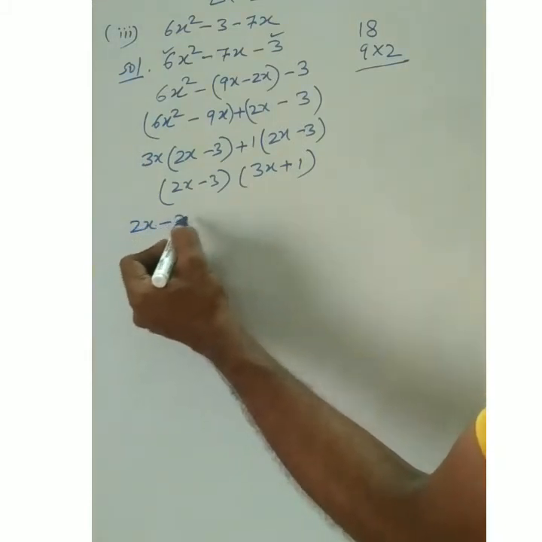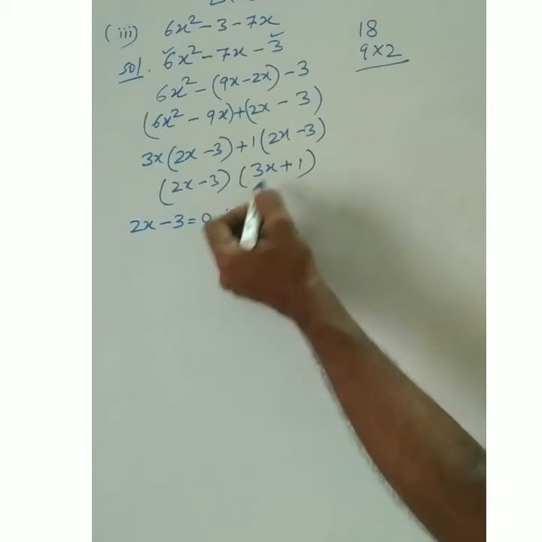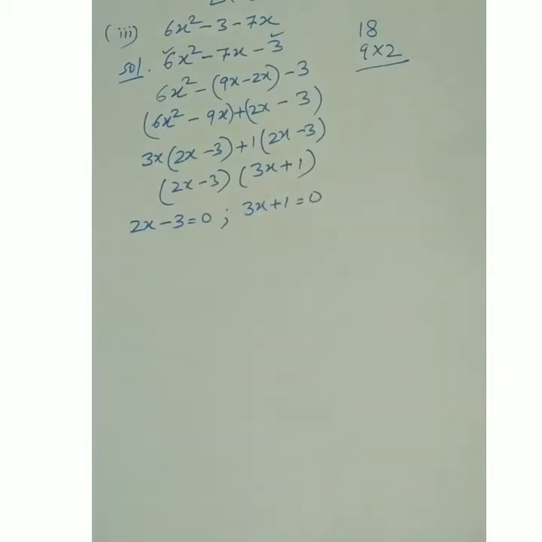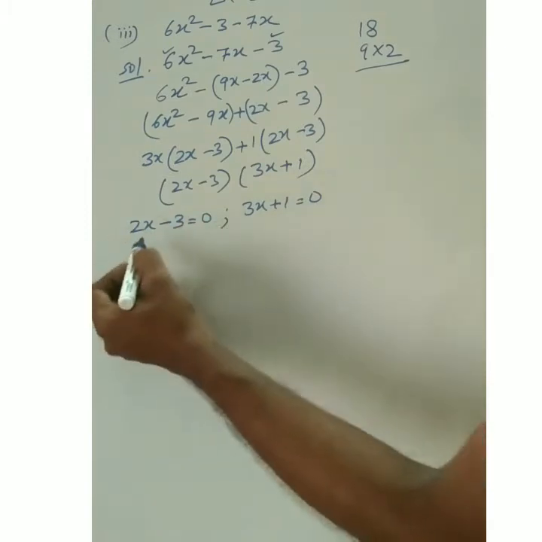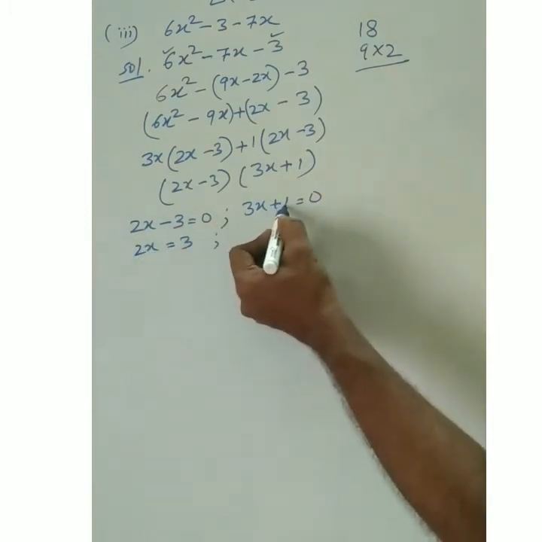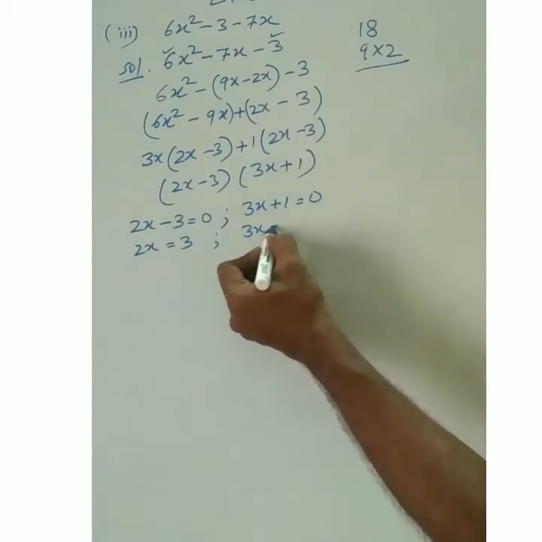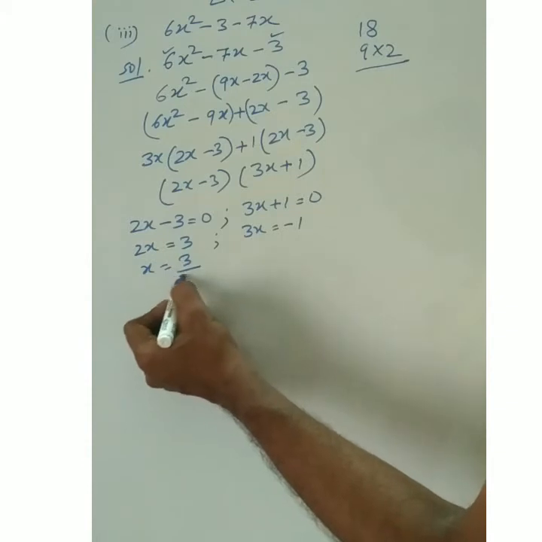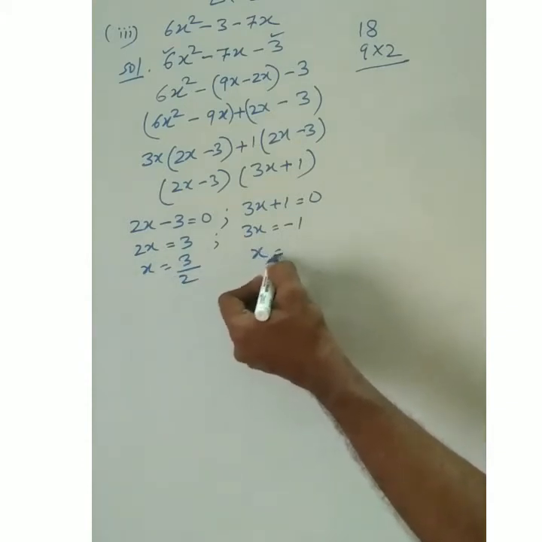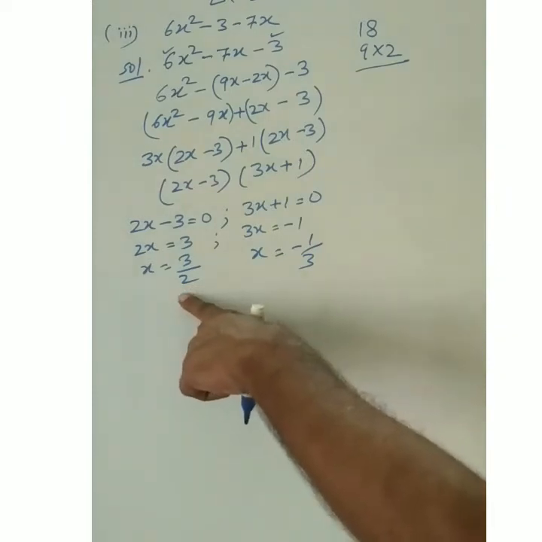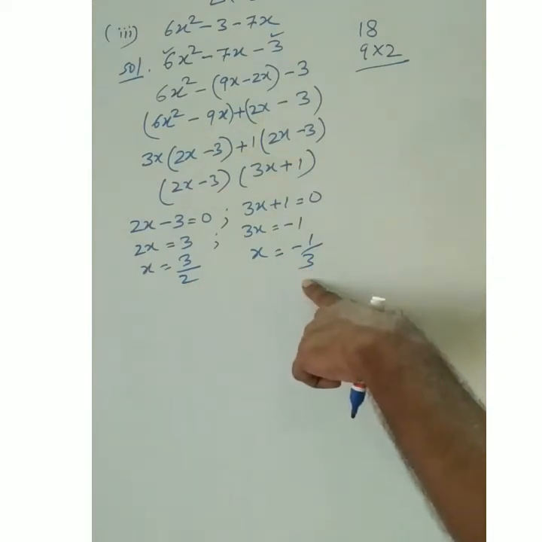2x minus 3 equal to 0. 3x plus 1 equal to 0. Shift this 3: 2x equal to 3. Here shift this 1: 3x equal to minus 1. x equal to 3 by 2 and x equal to minus 1 by 3. This is the first zero and this is the second zero.